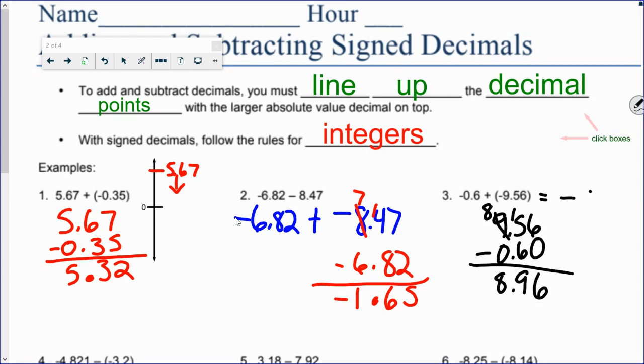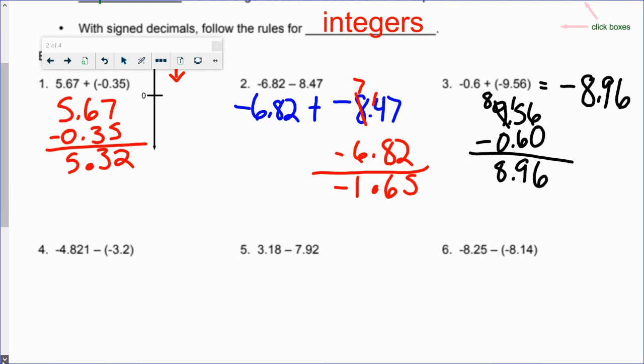And like we said, our answer is a negative. Both of our rational numbers are negative. All right. And let's go down to our next 3.